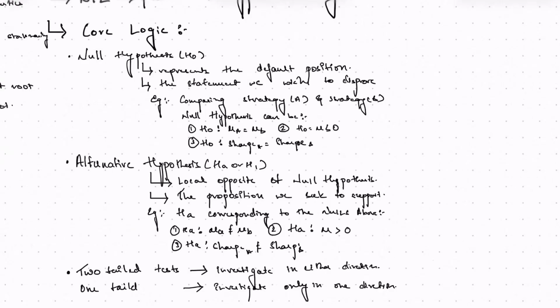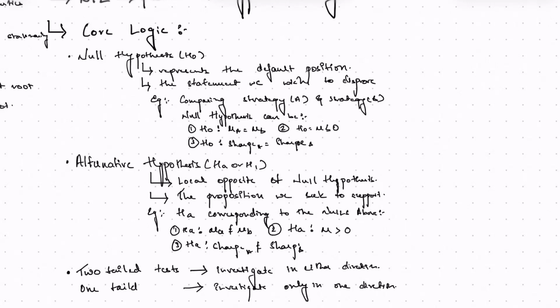The entire edifice of hypothesis testing is built upon the dialectic between two competing, mutually exclusive statements about a population: the null hypothesis and the alternative hypothesis. The null hypothesis, denoted by H naught, represents the default position, the status quo, or the hypothesis of no effect. It is a statement that any observed pattern in the data is due to random variation. In financial modeling, the null hypothesis is typically formulated as the statement one wishes to disprove.